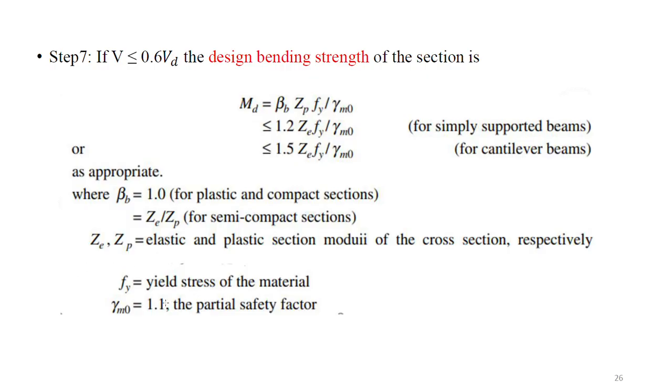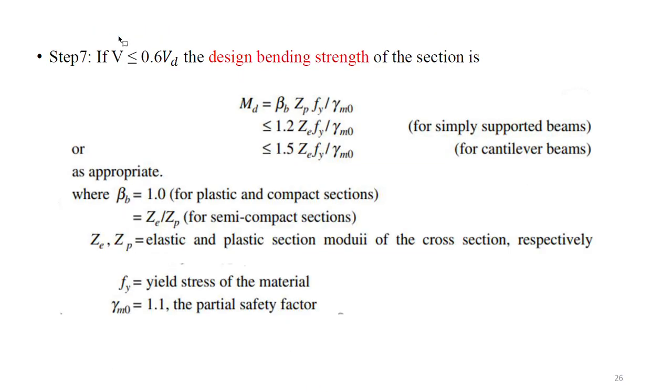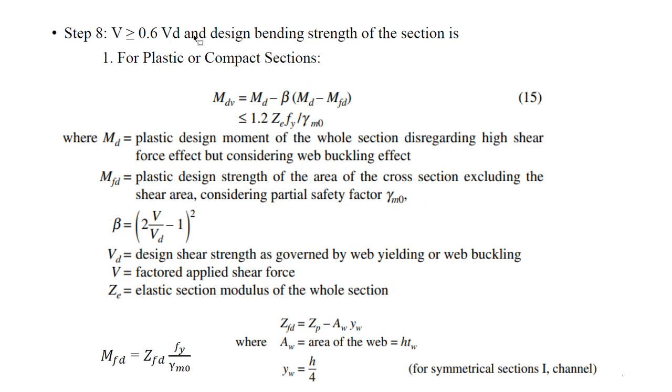These are the other parameters we use in the design to know the bending strength of the beam. If, in the case of shear force, the shear capacity we have found, V, is greater than 0.6 times Vd, then the design bending strength of the beam section will be calculated by using this formula. For plastic or compact sections, we use Mdv is equal to Md minus beta into (Md minus Mfd). This value should be less than or equal to 1.2 times Ze into Fy by gamma m0. They have given this in IS 800 section 9, where we can see this formula.